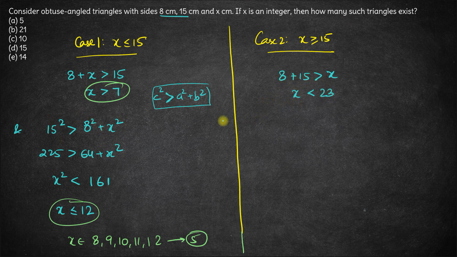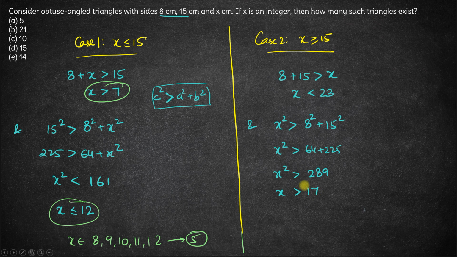Also again using this property, that the square of the highest side should be greater than the sum of the squares of the other two sides, 8 square plus 15 square. So x square should be greater than 64 plus 225. So x square should be greater than 289, right? Now taking the square root, 289 we know is the square of 17. Fine. So x should be greater than 17. This is what we get.